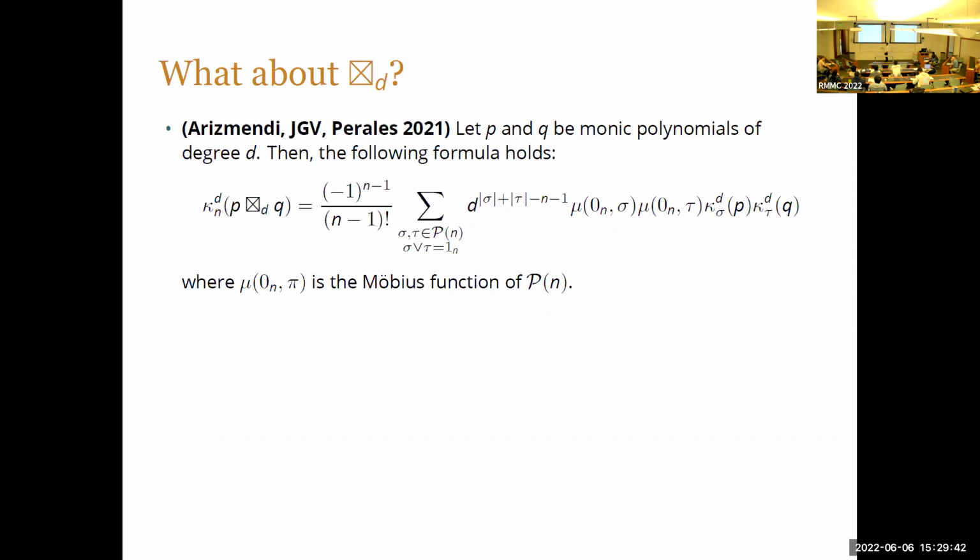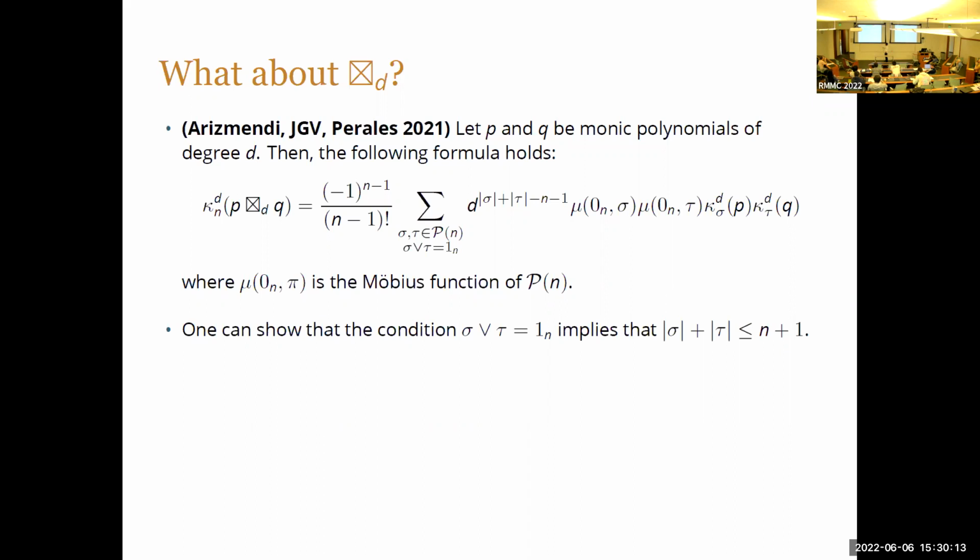Maybe it doesn't look as nice as the other one that I showed you of Nica and Speicher, but actually I want to convince you that it contains that formula and it is telling us more. For now, don't worry a lot about what exactly these terms are. Here, mu is the Möbius function on the poset P_n. But what you should focus on is these exponents of d.